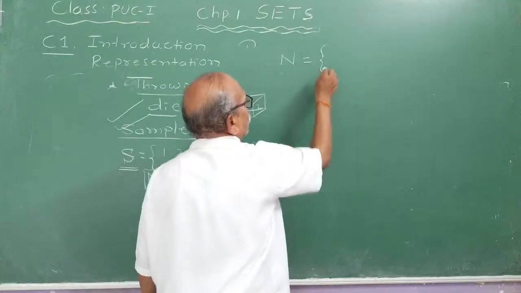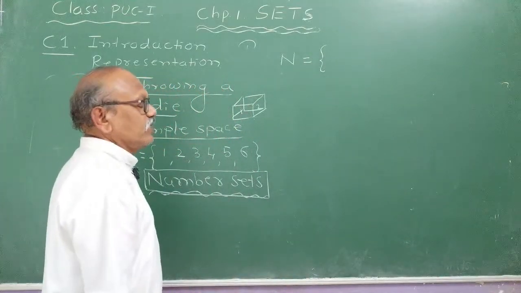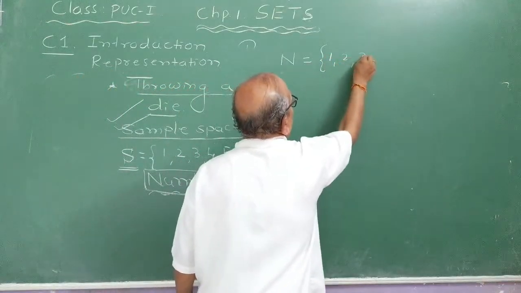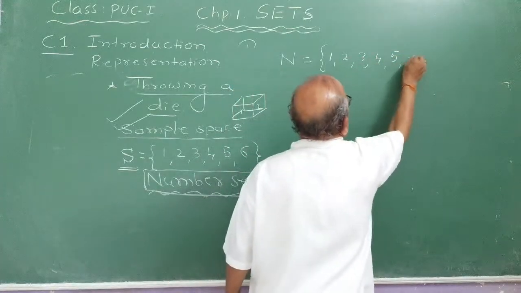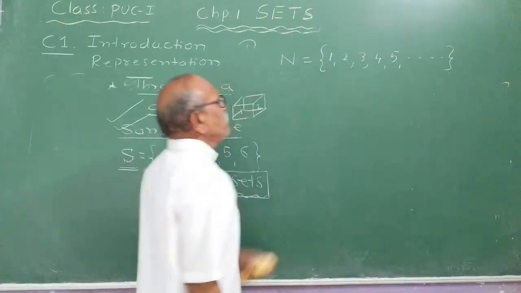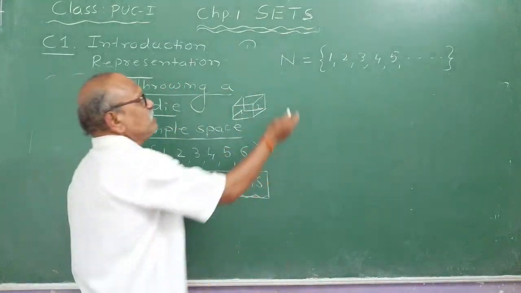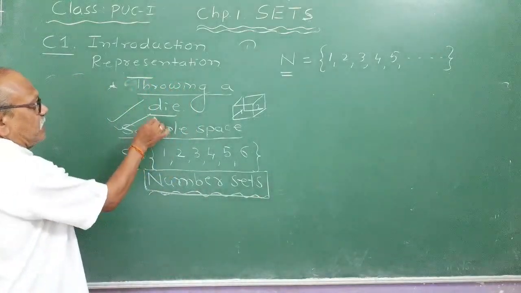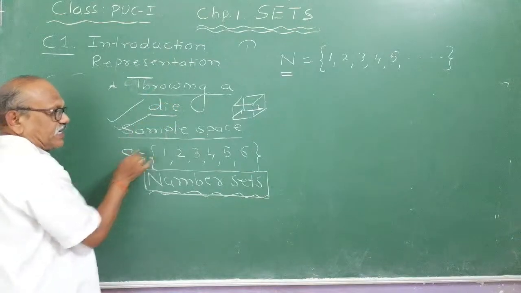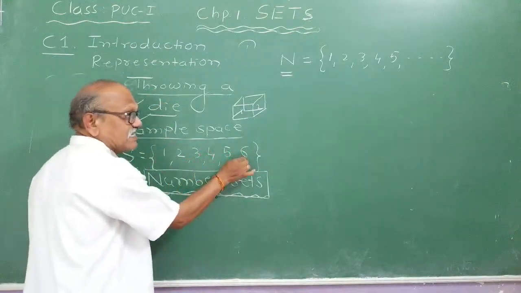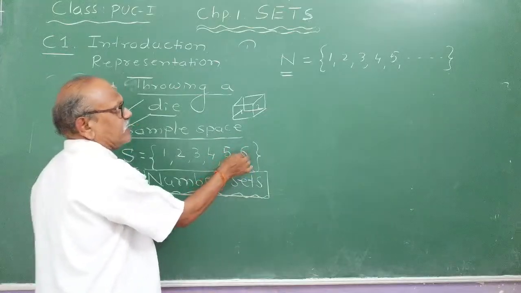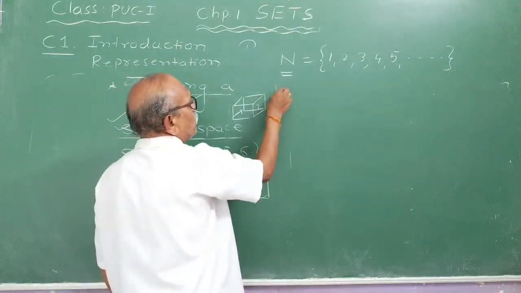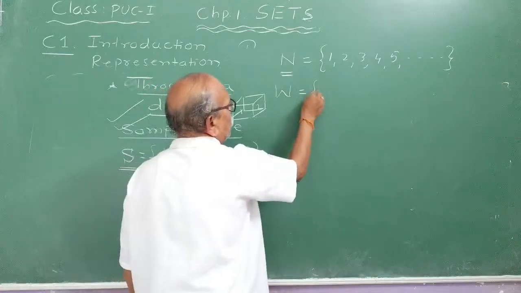In the roster method, the set is represented by 1, 2, 3, 4, 5, and so on. How many natural numbers are there? An infinite number, so this set is called an infinite set. The set for throwing a die has a finite number of elements, only 6, so such a set is called a finite set. All number sets are infinite sets. And what does W represent? You recall and tell me what W represents.